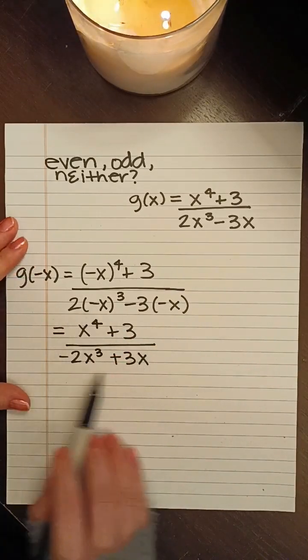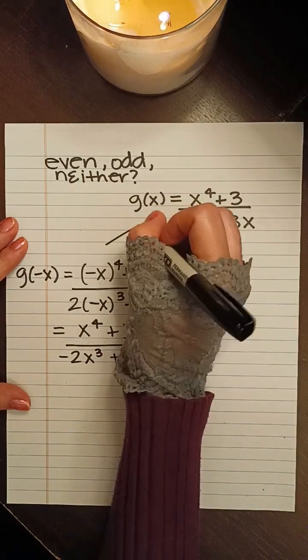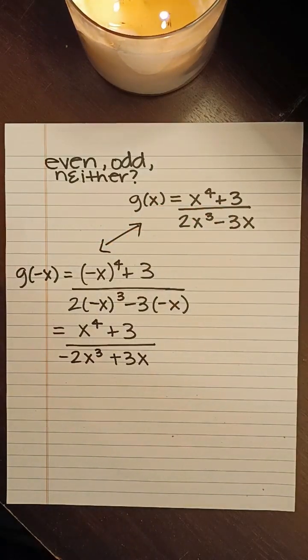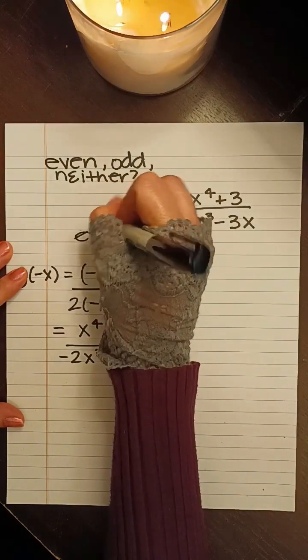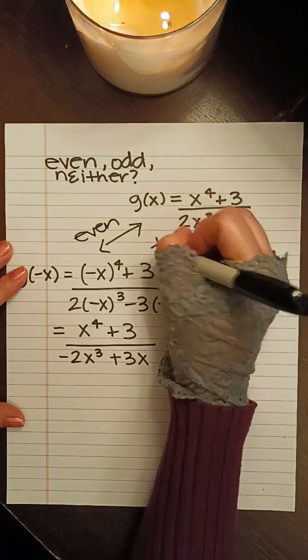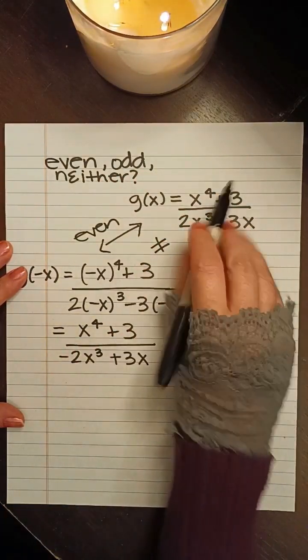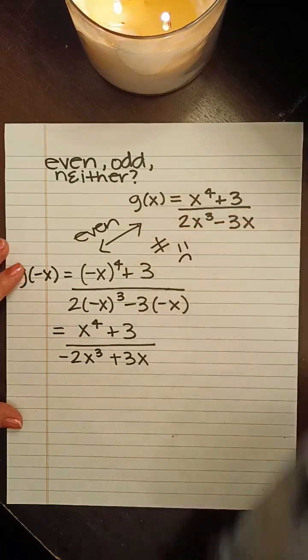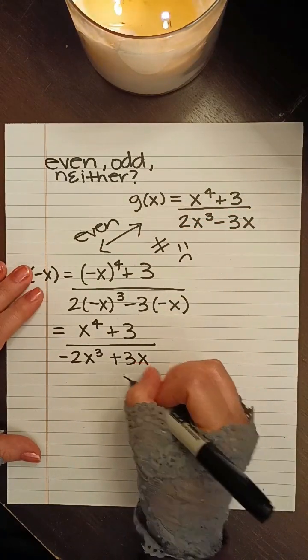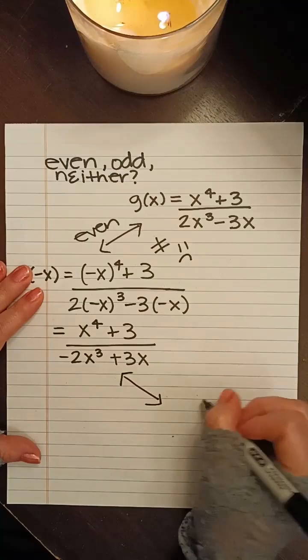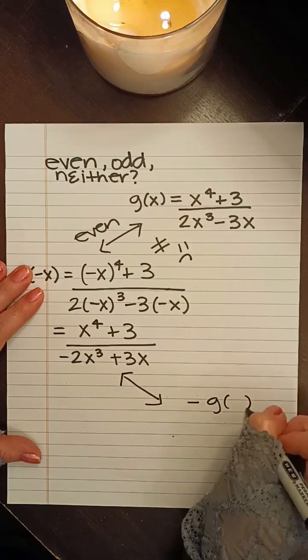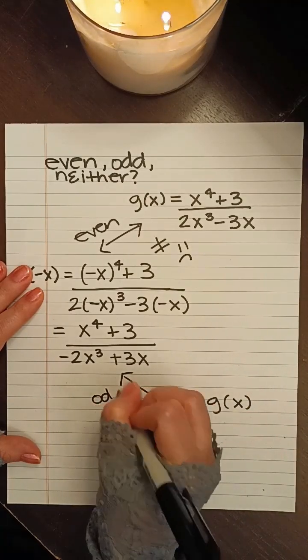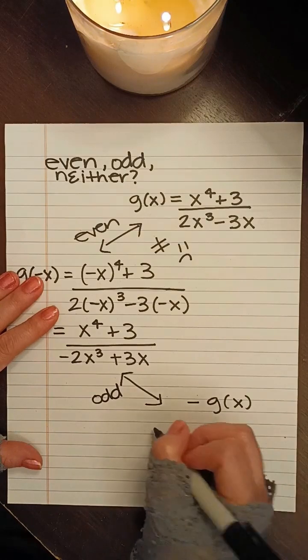And if the result from here is the same as g of x, then g of x would be even. But clearly this doesn't look like this, so g of x is not even. Now I have to see if this result is the same as the negation of g of x, because if that's the case, then g of x will be odd.